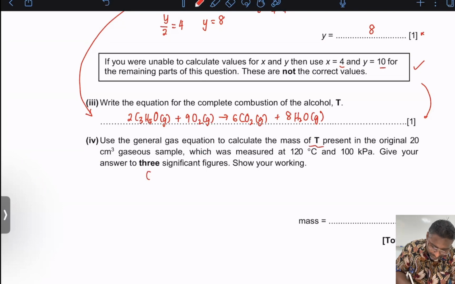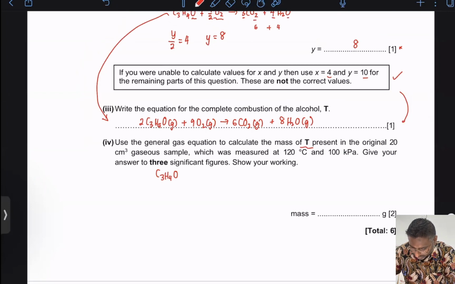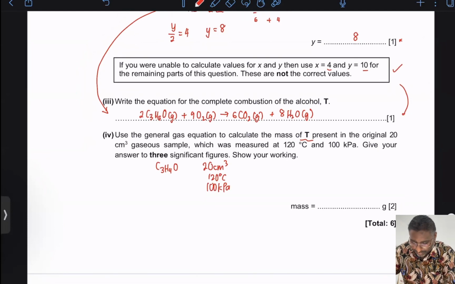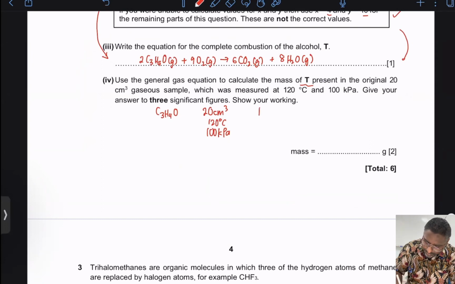So now I know it's C3H4O, T. I want to find the mass present in the original 20 cm cube gas sample, which was measured at 120 degrees Celsius, 100 kilopascal. When they say general gas equation, what is the general gas equation that they mean? This one I told you in the beginning itself. They are talking about PV equals nRT.